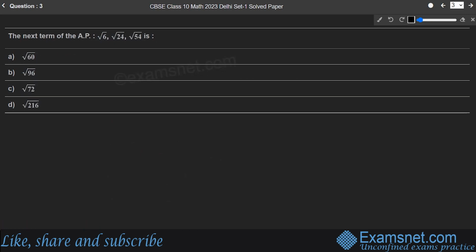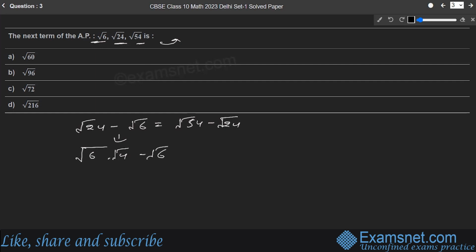Next, the next term of the AP root 6, root 24 and root 54 is, okay, as they say this is an AP, so obviously root 24 minus root 6 should be root 54 minus root 24. That is, the common difference should be the same. So let us find out any of them. Let us find out the left hand side one. Root 24 can be written as root 6 into root 4, minus root 6, with root 6 taken common, so it is root 4, which is 2, minus 1, so it is nothing but root 6. So the d value comes out to be root 6 for these two cases. That is the common difference.